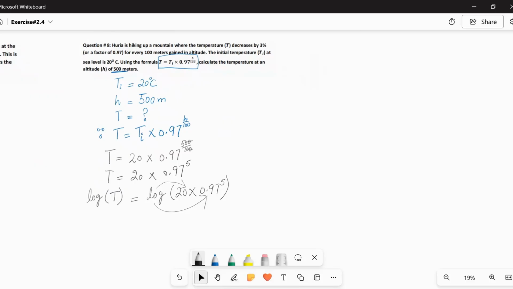Okay, so this was our exercise 2.4, which is now complete.